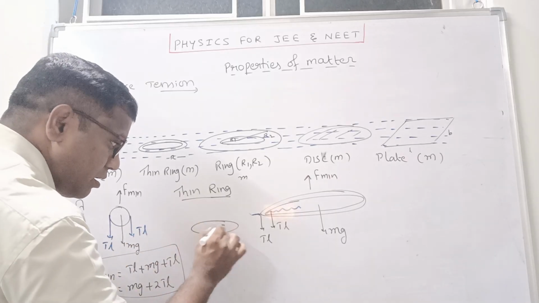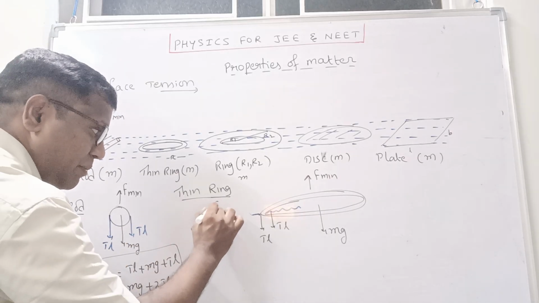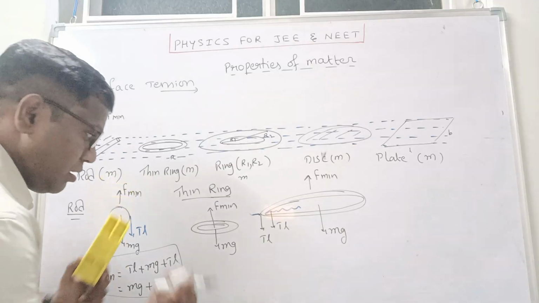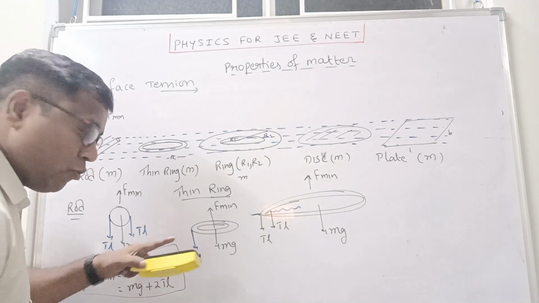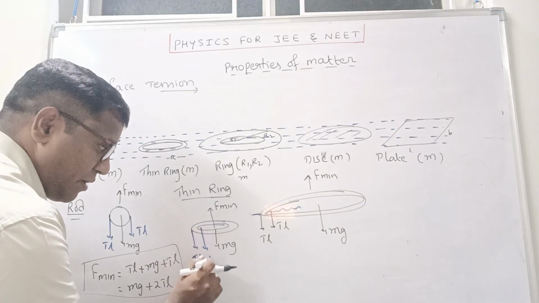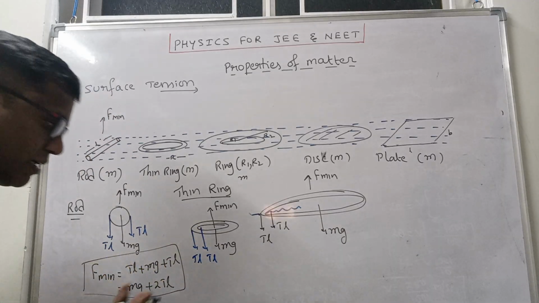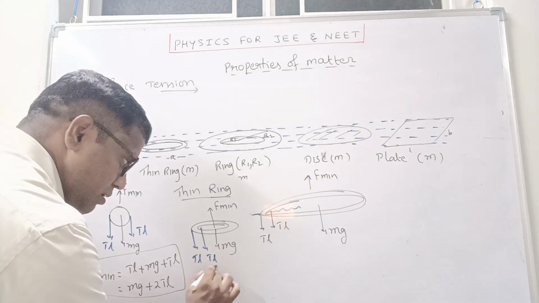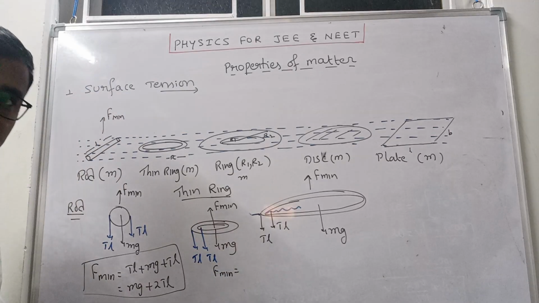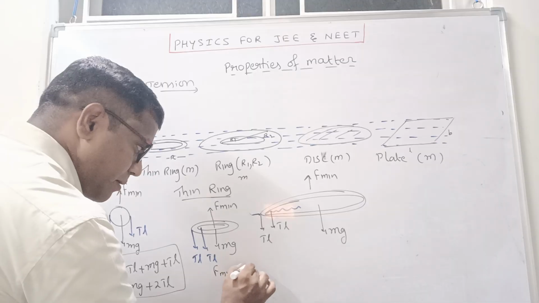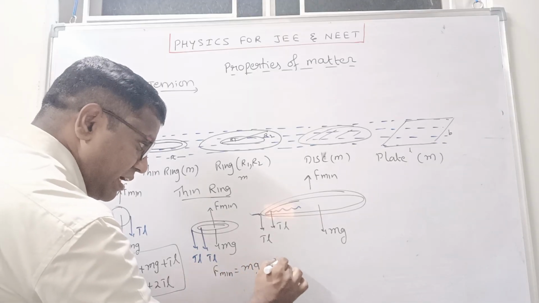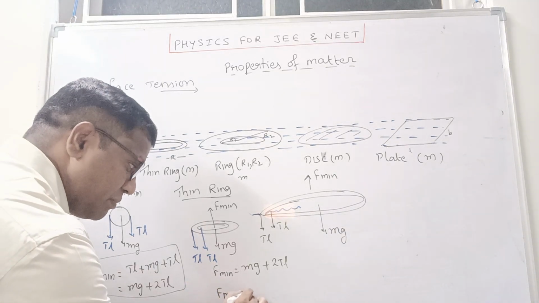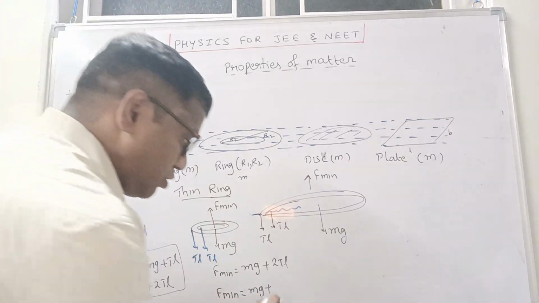Here the ring is there. I will write here F minimum, downward mg. So here TL for the outer edge and TL for the lower edge. So here we can write F minimum can be written as mg plus 2TL.